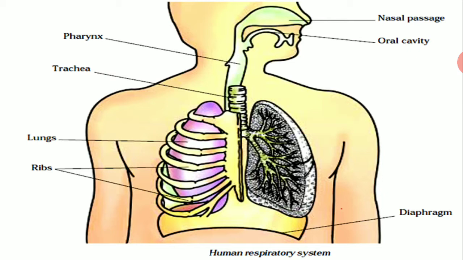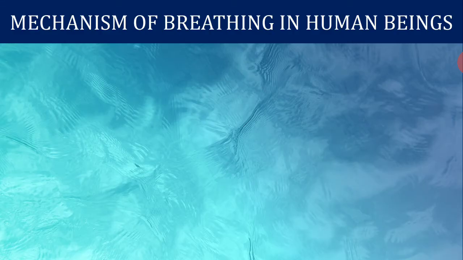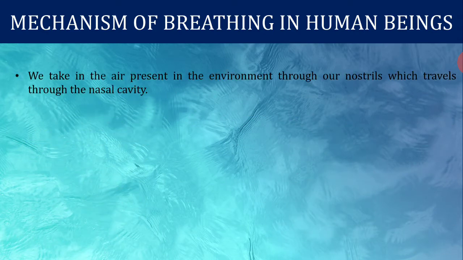The diagram shows how air is passing through the nasal passage, then to the oral cavity, passing on to the pharynx, then the trachea, followed by the lungs, then the ribs, and then followed by a muscular sheet that is known as the diaphragm. Now, let us come to know about the mechanism of breathing in human beings.